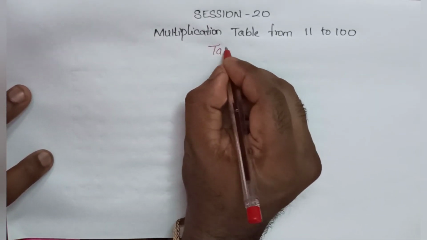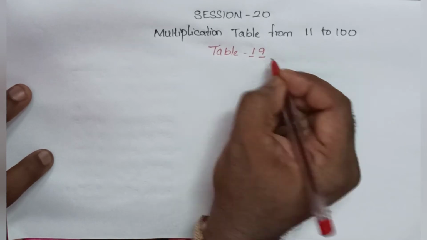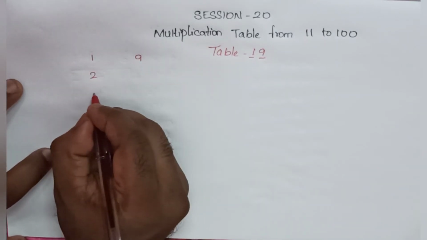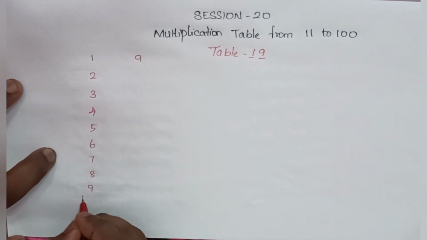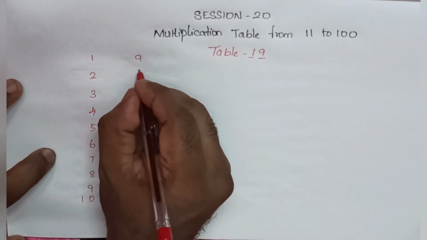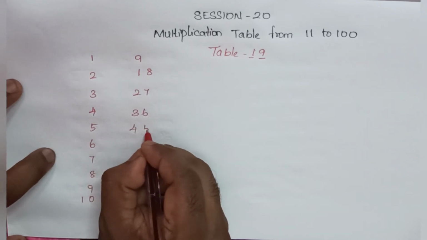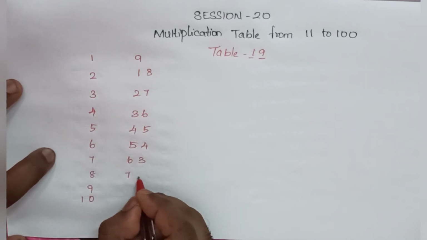Okay, let me show the table 19 now. For table 19, you have to write table 1 and then write table 9 and join both the digits. So table 1: 2, 3, 4, 5, 6, 7, 8, 9, 10. For 9 it is 18, 27, 36, 45, 54, 63, 72, 81 and 90.